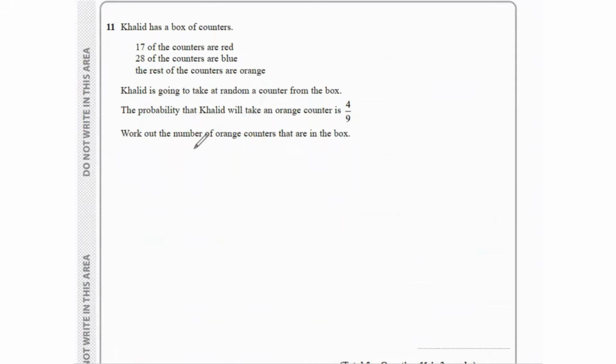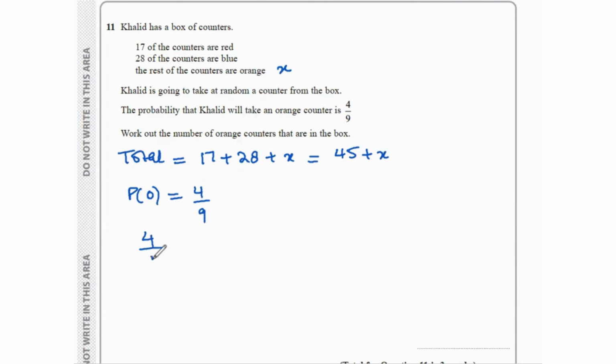We don't know the number of orange counters, so let's assume that it's x. Total counters are going to be 17 plus 28 plus x, which equals 45 plus x. If we have the probability for an orange counter, which is 4/9, isn't 4/9 going to be the same as x, the number of orange counters, over 45 plus x, the total number of counters? So now we have this equation. We cross multiply to get rid of the fractions on both sides and solve it for x.